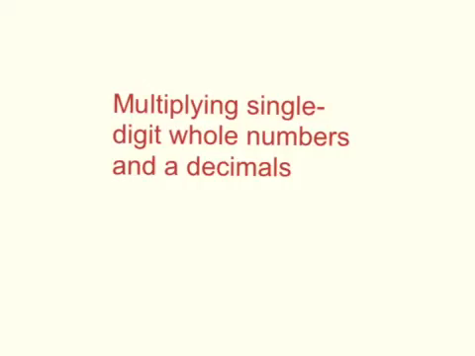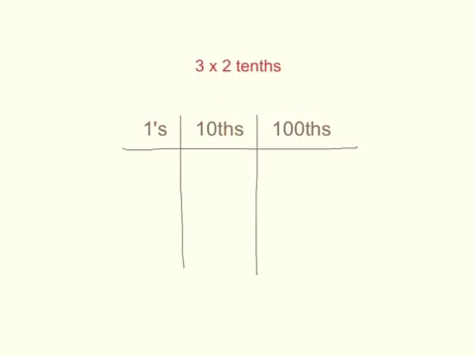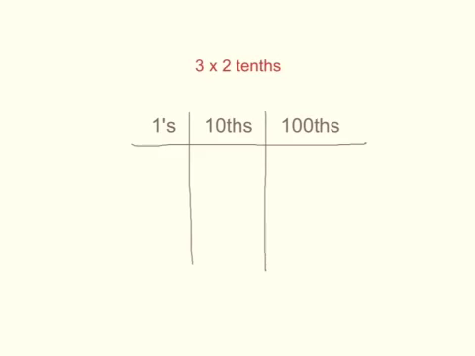Today you'll be learning about multiplying single-digit whole numbers with decimals, and we'll be using a place value chart and also the area model. So let's first look at 3 times 2/10. We know that 2 is in the tenths place. And so all we're doing is multiplying 2 by 3, and we get our answer as 6/10. The 6 stays in the tenths place.